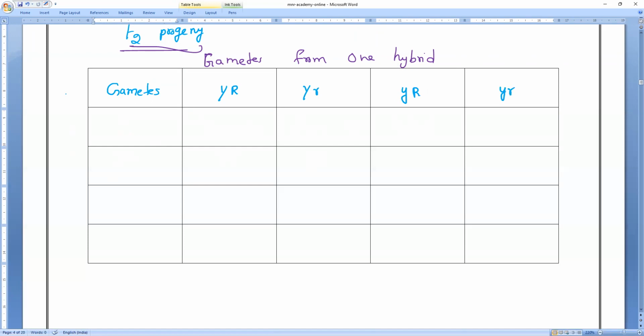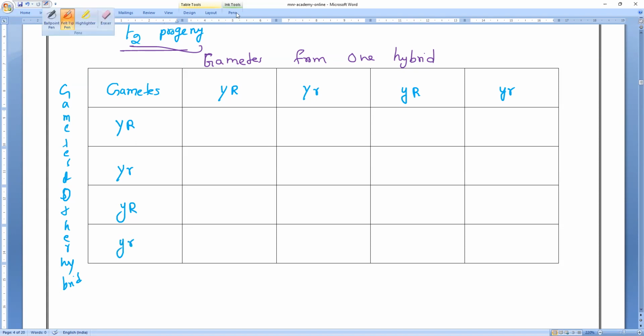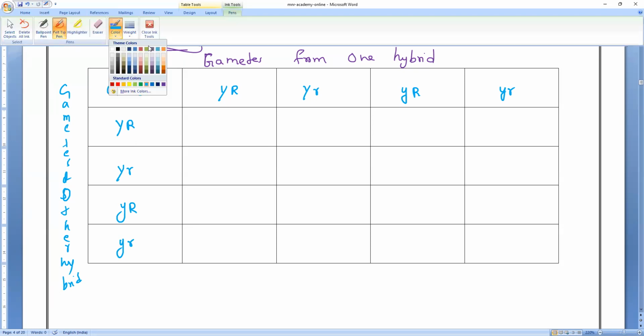Gametes of the second hybrid. Tell me, everybody, what is that? Gametes of the second hybrid, or the other hybrid. Capital Y, capital R. Yes, again the same. Capital Y, small r. Small y, capital R. Small y, small r. Now you all can see it's the simplest way we can write.